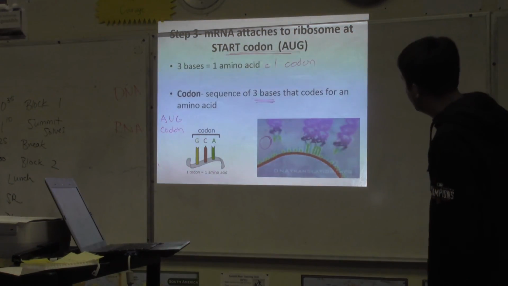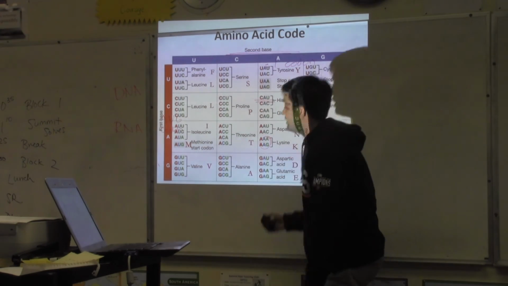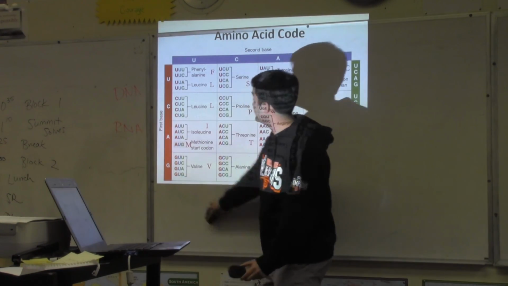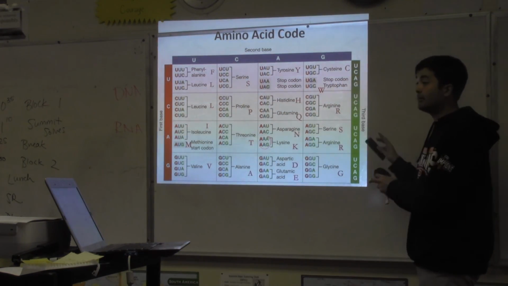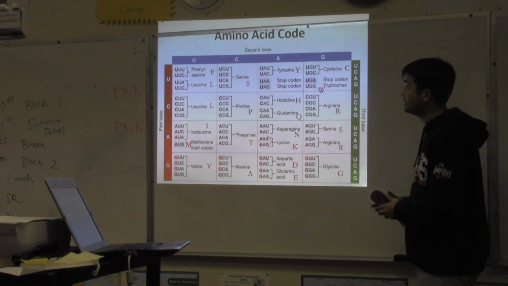All right, so moving on. This is the chart for deciphering the codons into amino acids. You by no means need to memorize this chart. You do need to know how to use this chart. So let me show you how to use it.